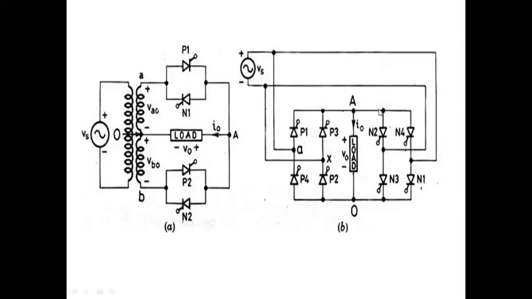See, the bridge type cycloconverter. Here, how many of P1 and P2 are positive thyristors? Only two. N1 and N2 are negative thyristors, only two thyristors. Now here in the bridge type, they are taking P1, P2, P3, P4. Similarly, N1, N2, N3, N4.